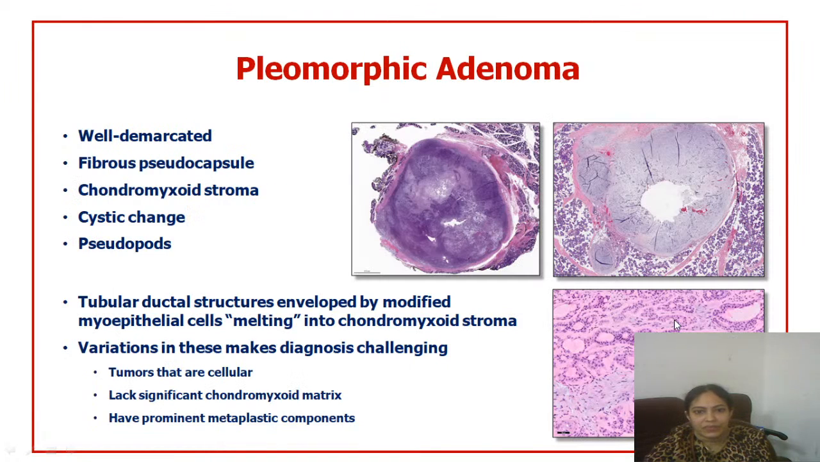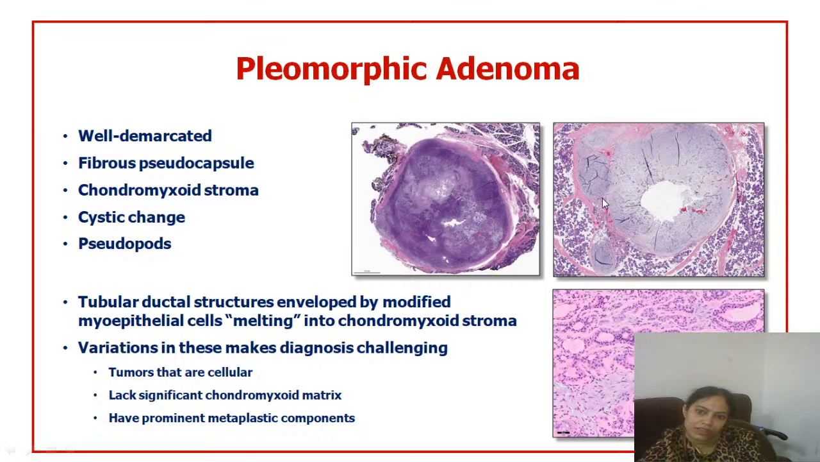On microscopy you can see that it is usually well demarcated with a nice capsule separating it from the normal salivary gland, which is seen here at the periphery. This is the fibrous pseudocapsule. It again has this blue appearance because of the chondromyxoid stroma, which looks quite like cartilage. It frequently shows cystic change, and as I said, you can get pseudopods.